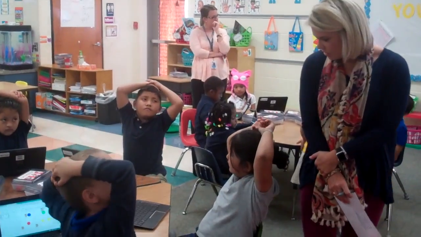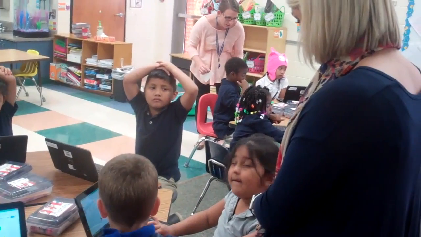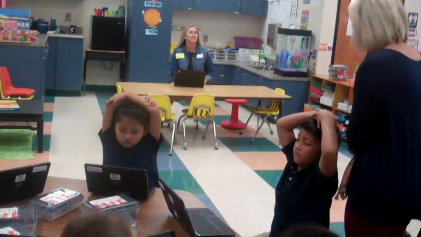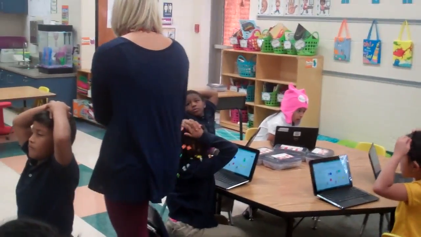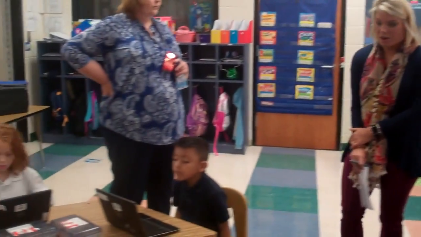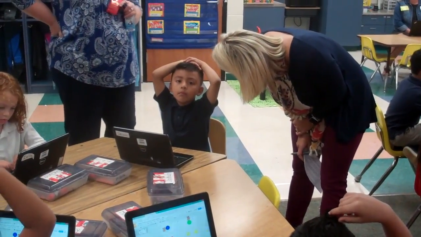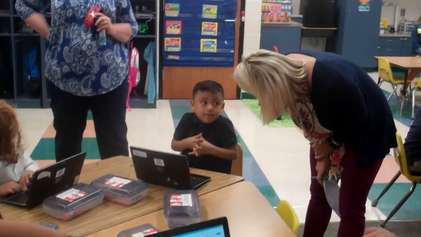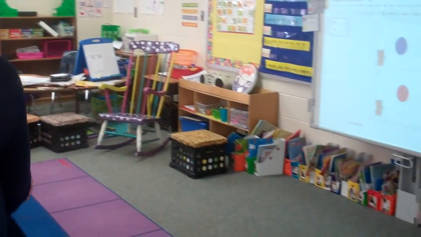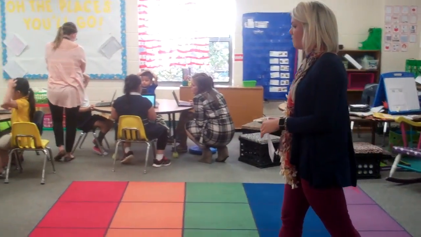Where's the above? Remember when we talked about it on the carpet? Where's the above? Up here. Up there, right? Above. Up here. Use hand motions, remember? Above is up there. Right, above. Hands on your head when you got it. Remember the hand motion. It's the above. What do we point to? Okay, all right. Hands on your head when you've gotten it. Just drag the cat above the green circle.